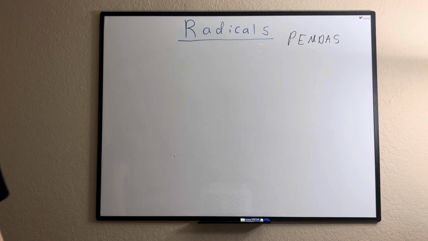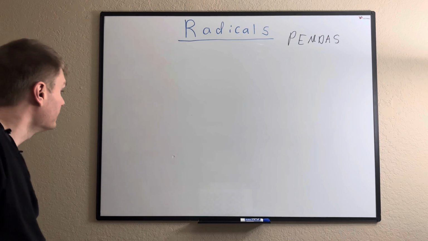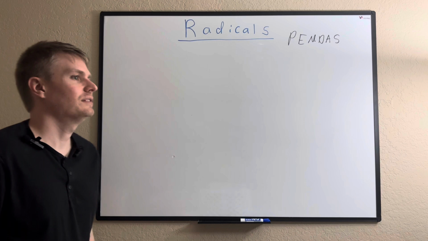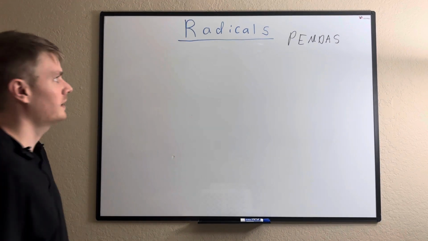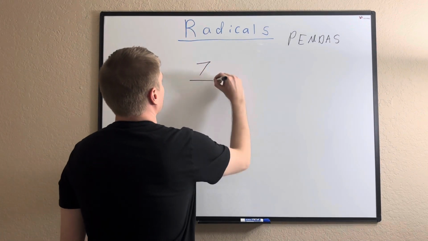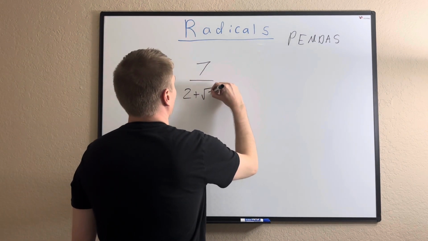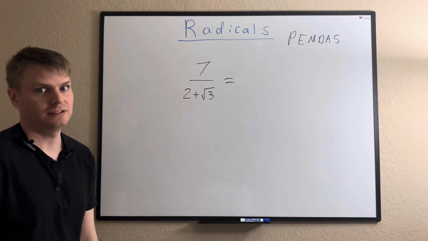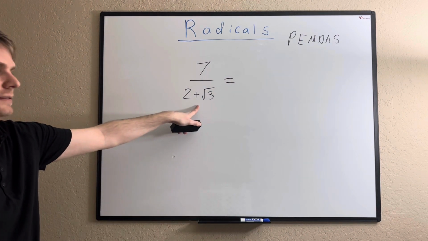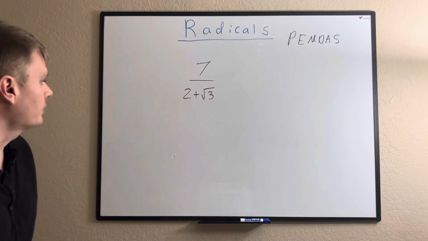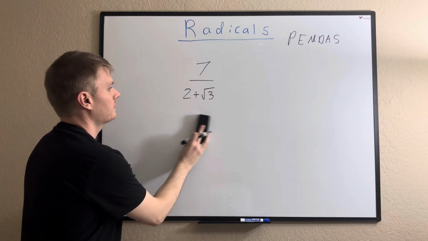Now, there are many different ways to rationalize denominators. Sometimes they can get real complicated. So we're going to go over one of those. 2 plus radical 3 is our denominator this time. Whoa. Can't do much about that. I don't know why I wrote an equal sign there. All right.